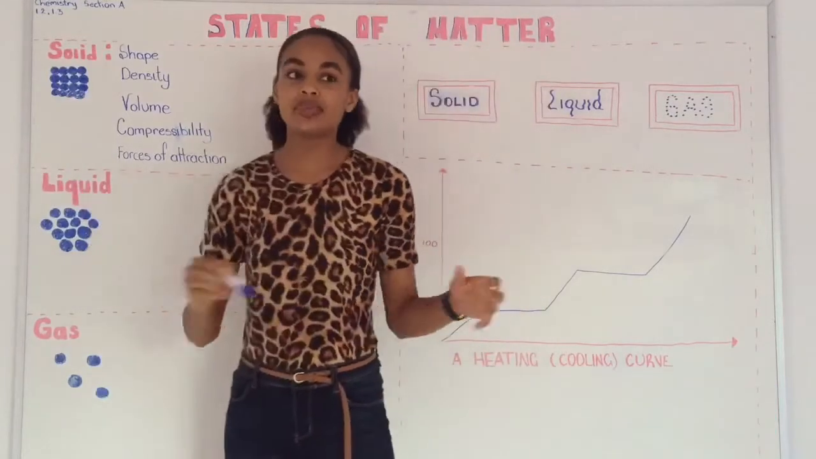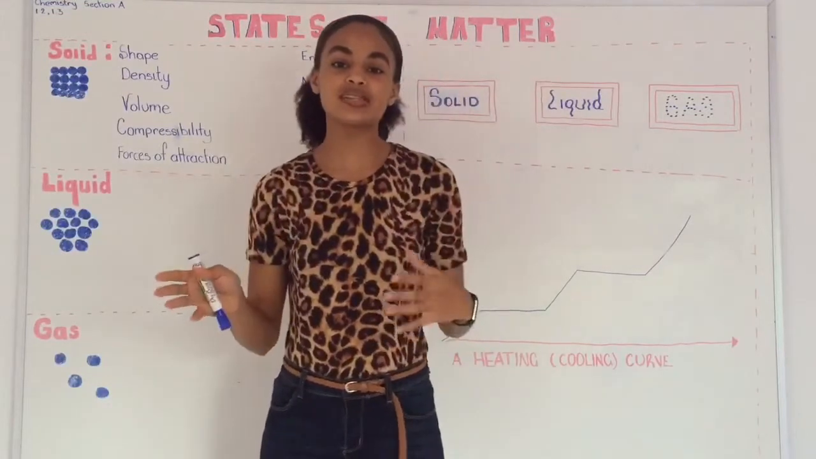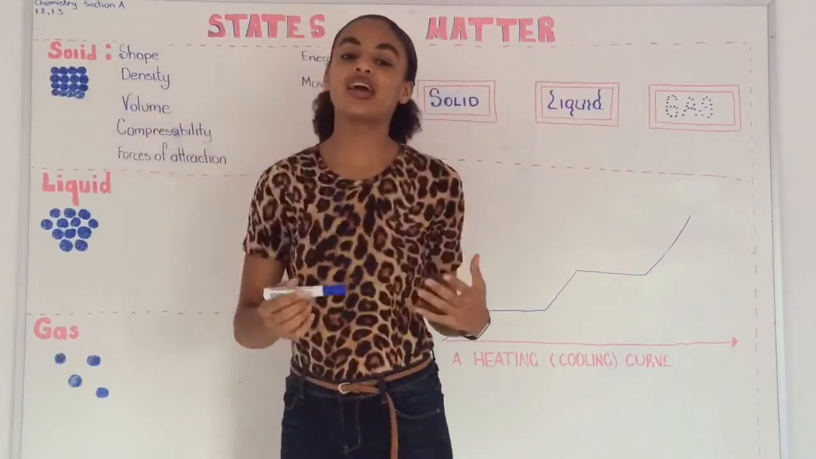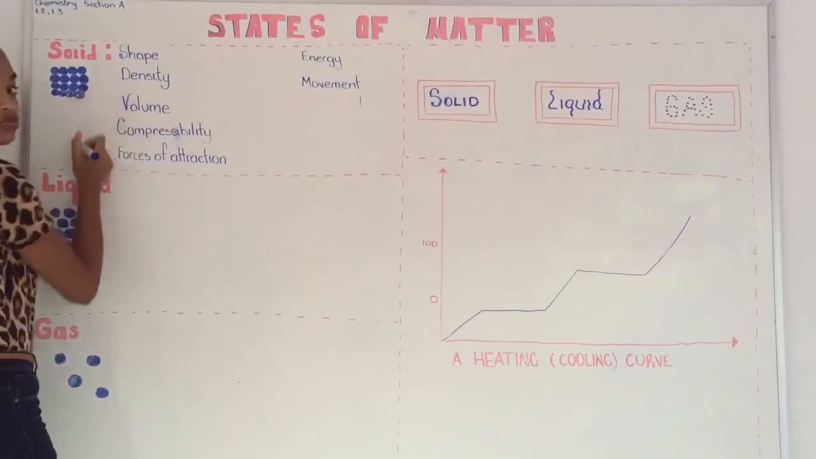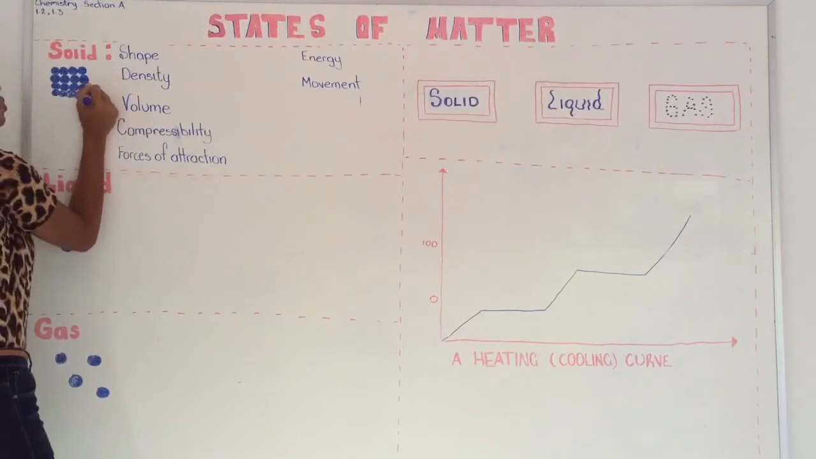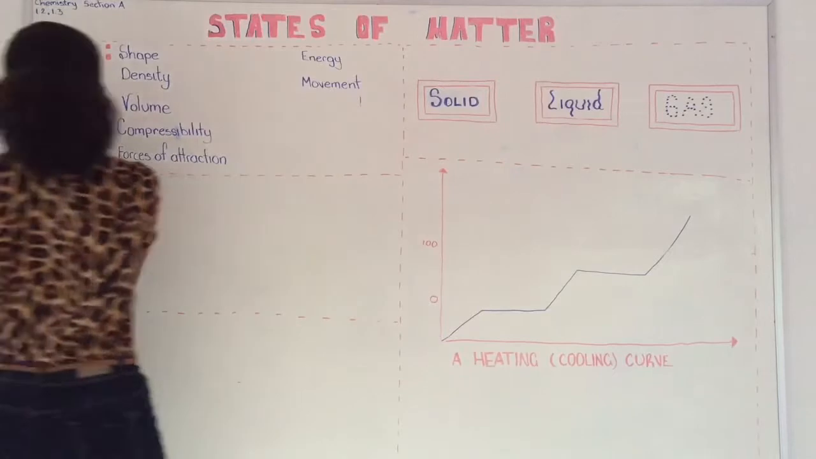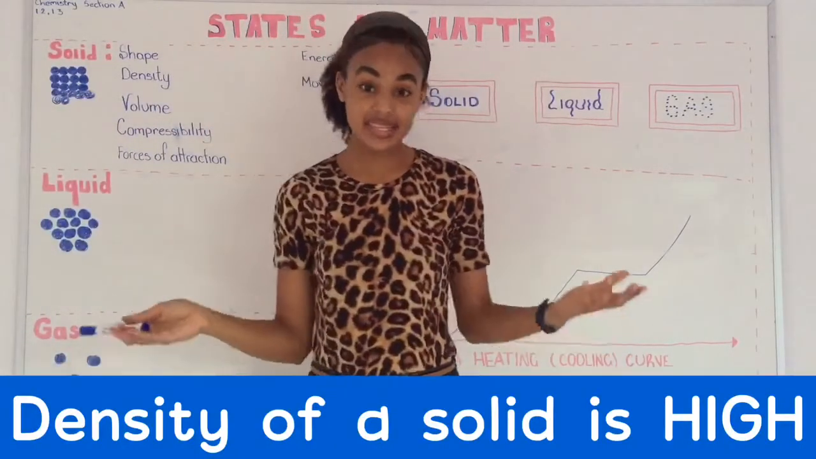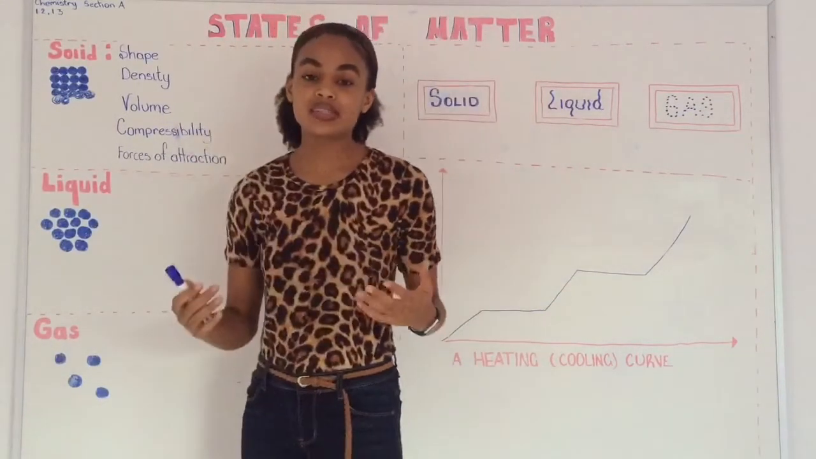Now, density means how close the particles in the substance are to each other. So the density of a solid is really high because, as you can see in this diagram, the particles are packed close together. There's not much space between the particles of a solid, so we say that the density of the solid is really high. The volume of a solid is fixed.